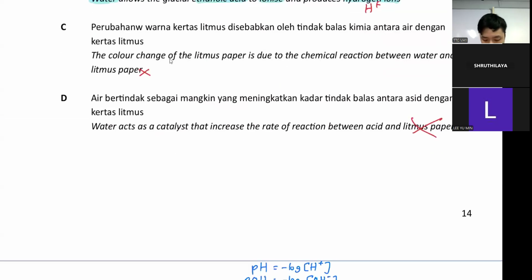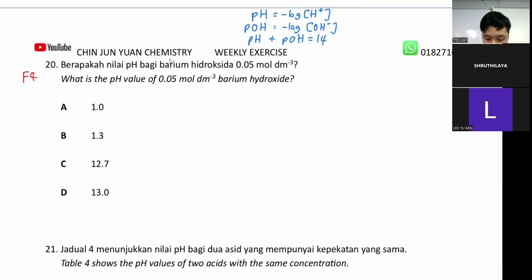Okay, question 20, Form 4, Chapter 6. What is the pH value of 0.05 mole per dm cube barium hydroxide? Now, this one, important point. First, remember these three formulas. pH equals negative log H plus, pOH equals negative log OH minus, pH plus pOH equals 14. Do you know what this bracket means? This bracket means the concentration.